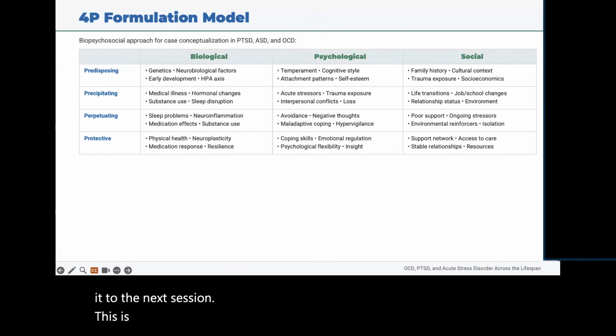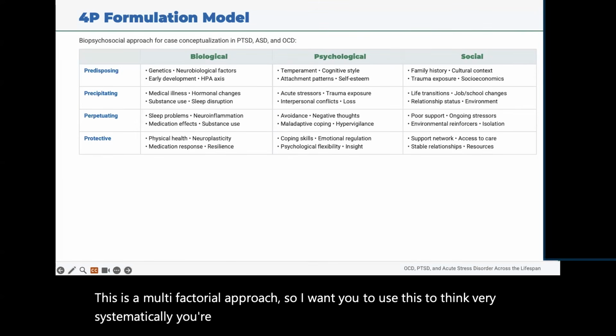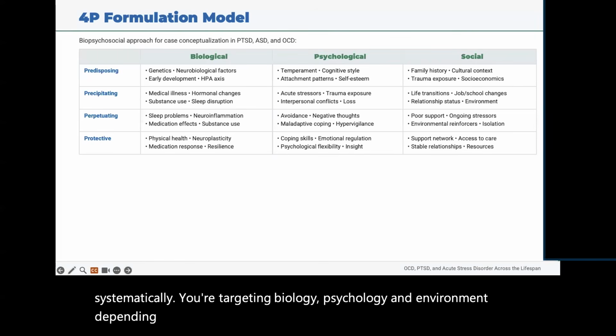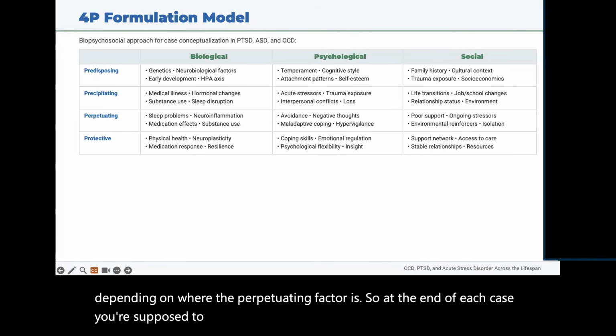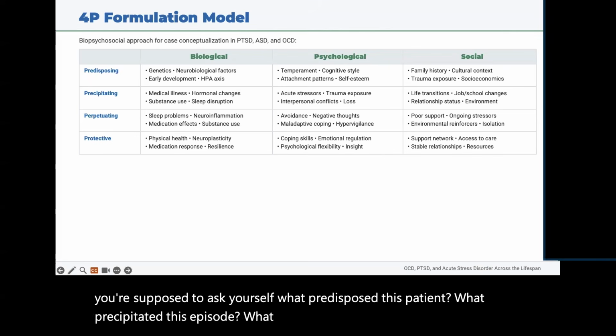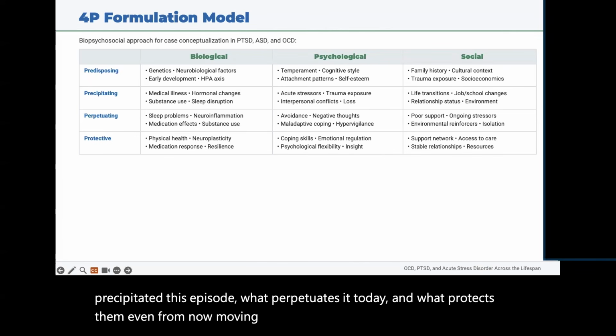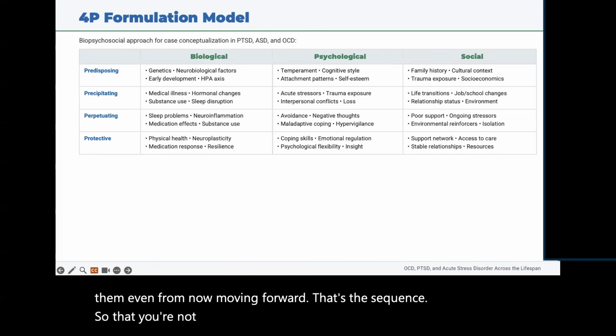This is a multifactorial approach, so I want you to use this to think very systematically. You're targeting biology, psychology, and environment, depending on where the perpetuating factor is. So at the end of each case, you're supposed to ask yourself, what predisposed this patient? What precipitated this episode? What perpetuates it today, and what protects them even from now moving forward? That's the sequence, so that you're not just doing GAD-7 checklist psychiatry.